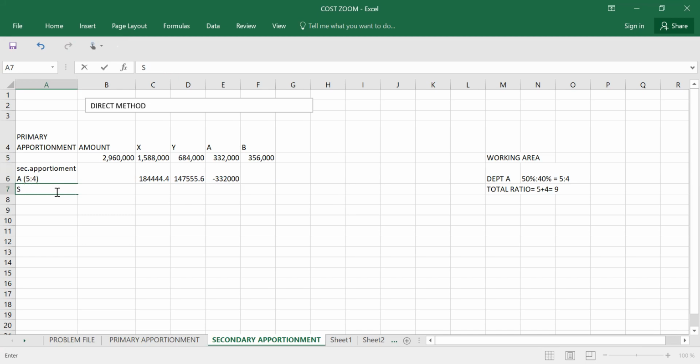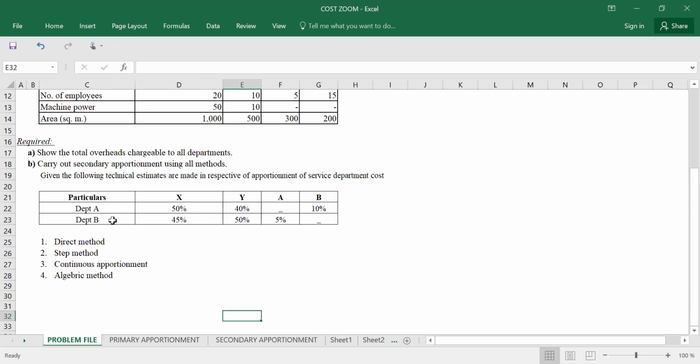Second apportionment. This one is department B. Now when we come to department B, it is going to be in the ratio of, so department B is going to distribute to X and Y, not A. This is direct. There is no inter-service distribution.